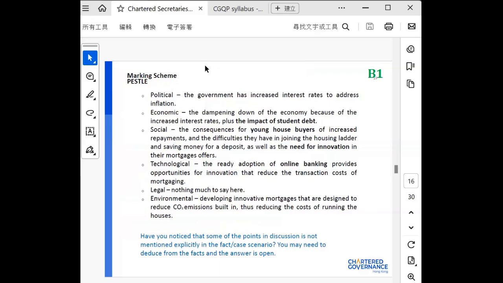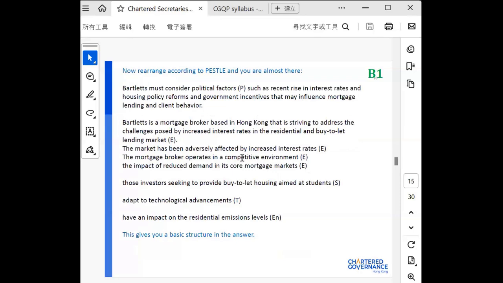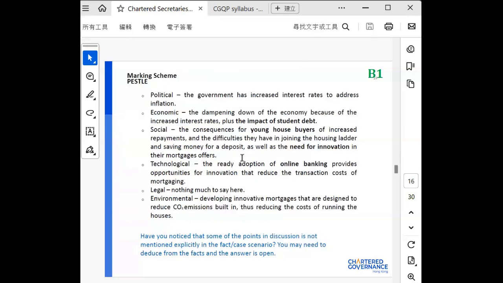Now we look at the marking scheme, and here they are. So this is more or less the same as what we have identified earlier, but with some twist in here. Some of the points they have are not very clearly mentioned in the case, in the problem questions.